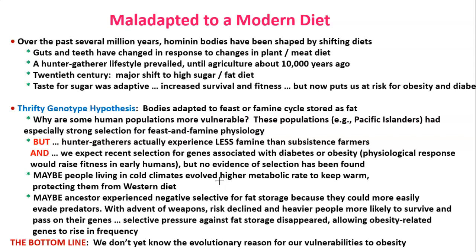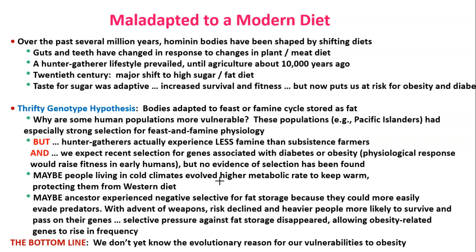However, there's a caveat, and you'll see that there's lots of alternatives remaining on this slide. Hunter-gatherers actually experience less famine than subsistence farmers do. So actually, hunter-gatherers seem to have a more persistent source of food than subsistence farmers who are staying in one place and sometimes their crops fail. And then there is dramatic famine. So it pokes a hole in the thrifty genotype hypothesis. Not saying it's completely falsified, but there's a problem.